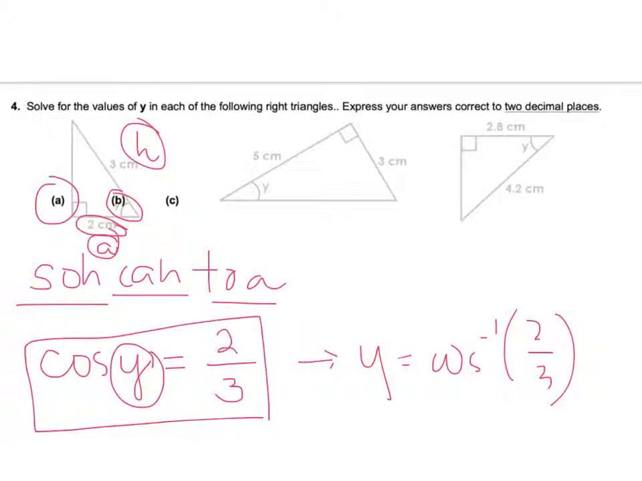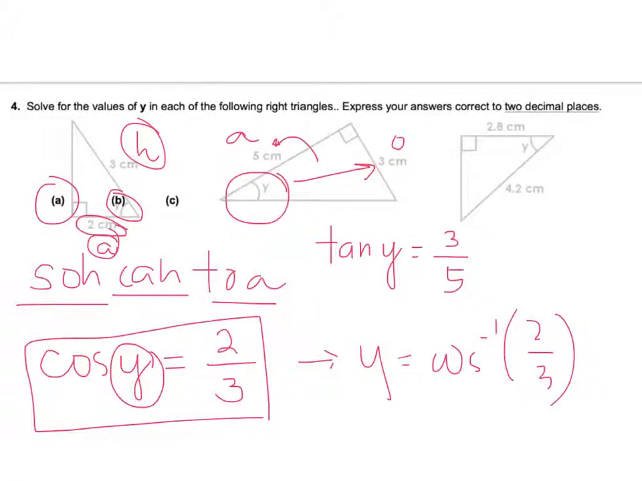This time, the angle y has this side 3 and the side 5. 5 is adjacent, 3 is opposite. So O and A, TOA. Tan. So tangent of y must be equal to 3 over 5. And then you do the same thing, tangent inverse of 3 over 5. And then that's it. You just have to find a number using the calculator.